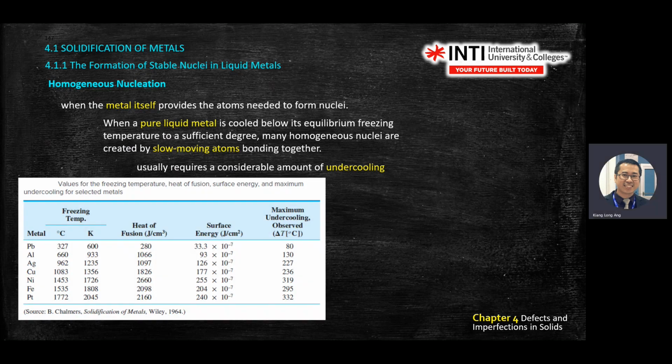Usually when you talk about homogeneous or pure metals and this process, we look at a term called undercooling. So look at the diagram here. Let's take aluminium. For aluminium, the maximum undercooling is 130 degrees Celsius. At this temperature, aluminium will form homogeneous nucleation.